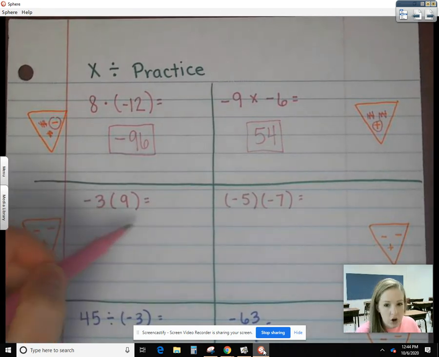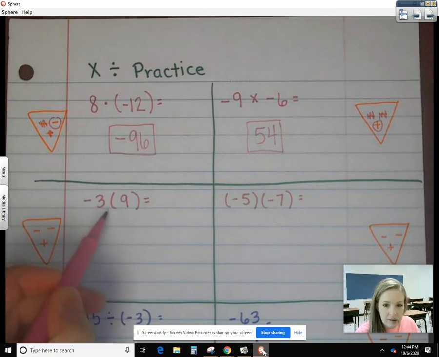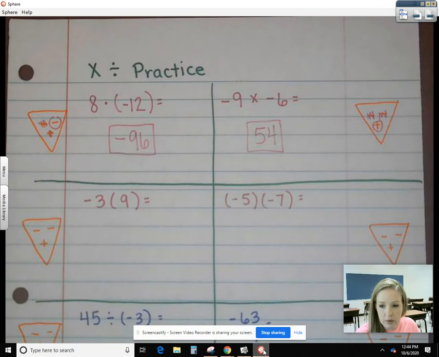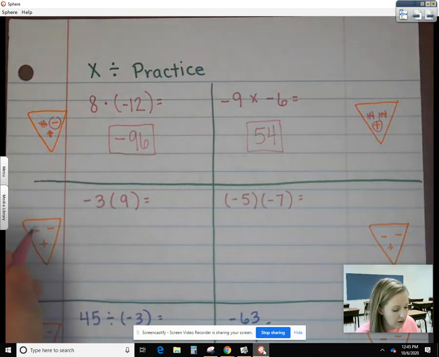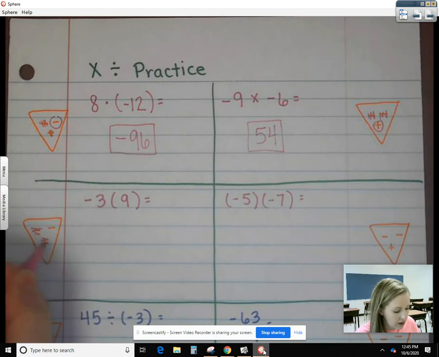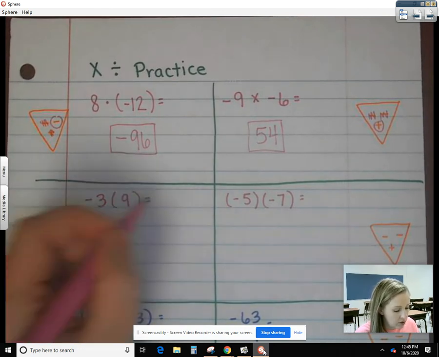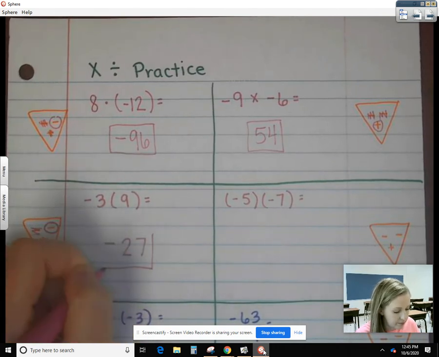Now on this one, there's no symbol. Same on this one. So remember, if a number is right next to the parentheses, or if two sets of parentheses are right next to each other, that means multiplication. So negative 3 times 9. I get rid of one of my negatives. The 9 is positive, so I get rid of that. That leaves us with a negative. So our answer is negative 27.